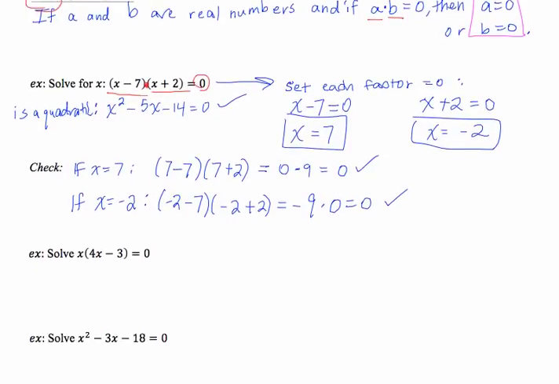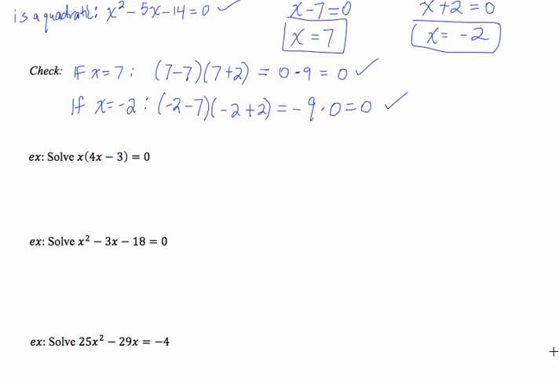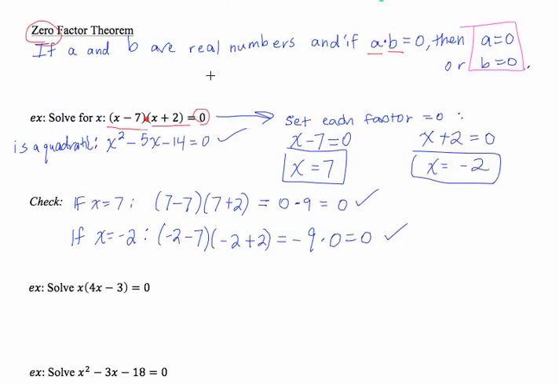Okay, here's another one. Now you have to think, is this a quadratic? And the answer is yes. If you expanded that x out, you'd have 4x squared minus 3x, which is a quadratic. But it's already factored, which is what we want. We want it factored and equal to 0. That way we can use this zero factor theorem. So because it's already factored, we set each factor equal to 0.